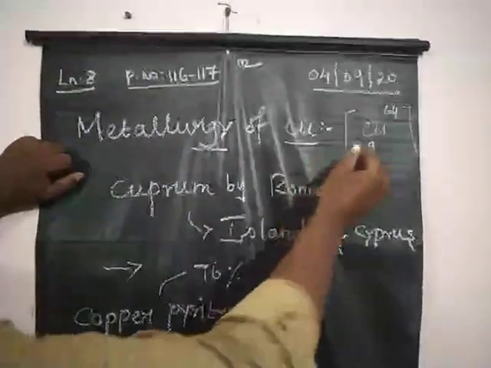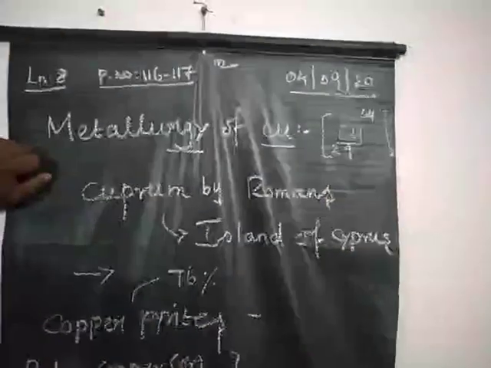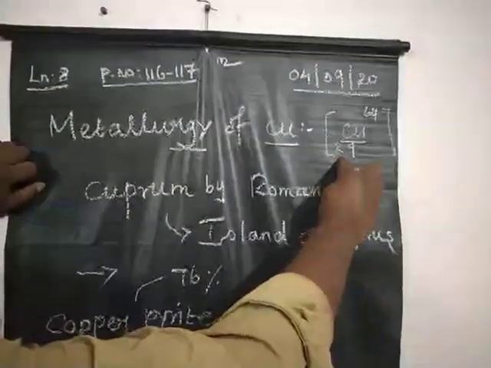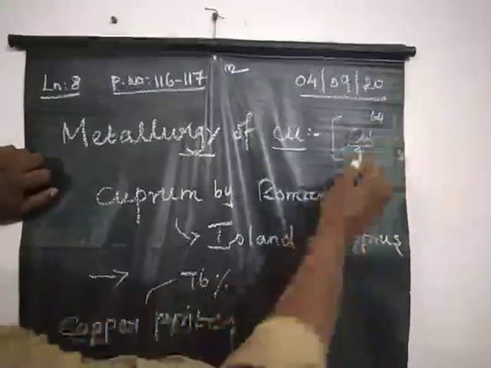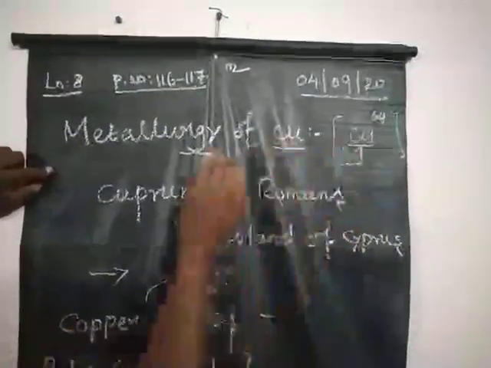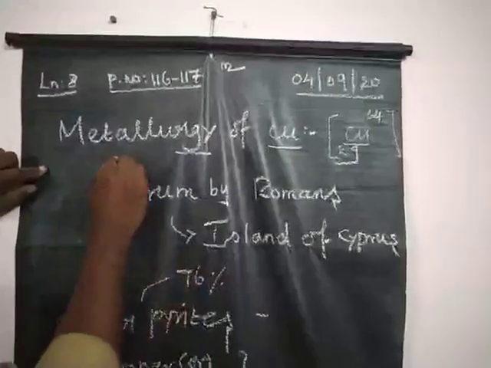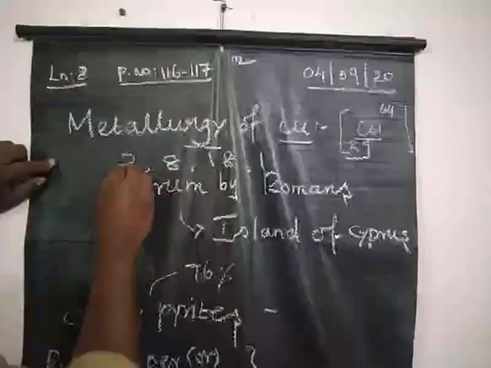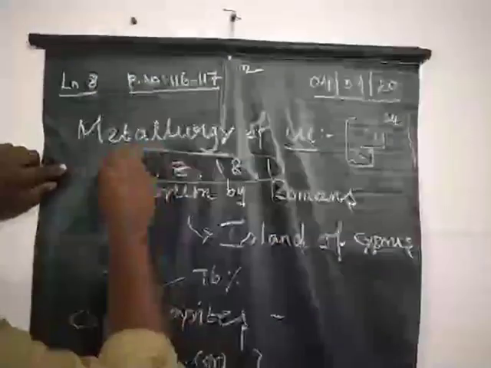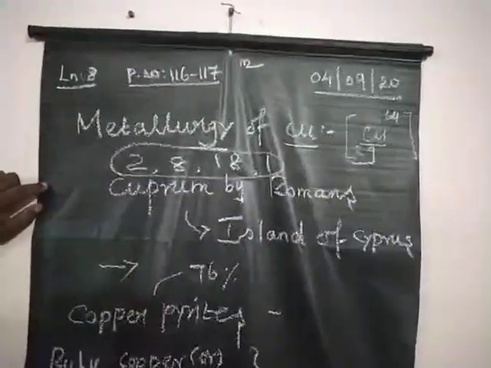What is the symbol of copper? Cu. Atomic number 29, mass number 64. How do we write the electronic configuration? 2, 8, 18, 1.